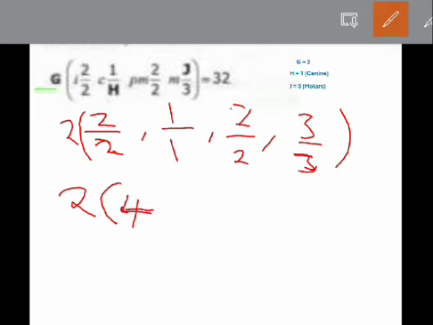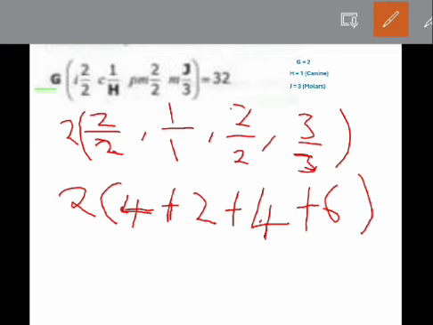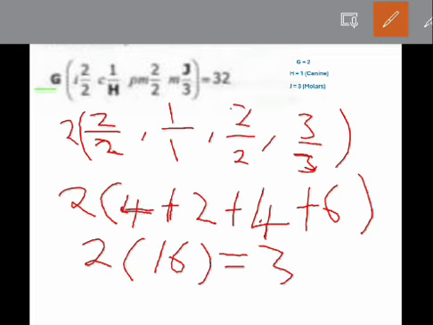A 1 up, a 1 down gives us 2. Then 2 up, 2 down gives us 4. 3 up plus 3 down gives us 6. Then when we add 4 plus 2 plus 4 plus 6, it gives us 16. Then when we multiply 2 times 16, it gives us 32. This is how 32 is brought about.